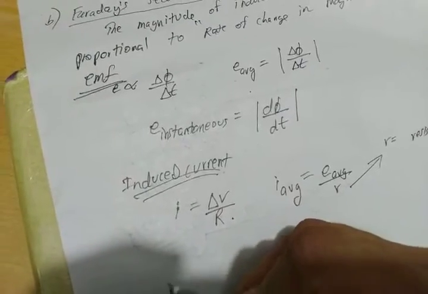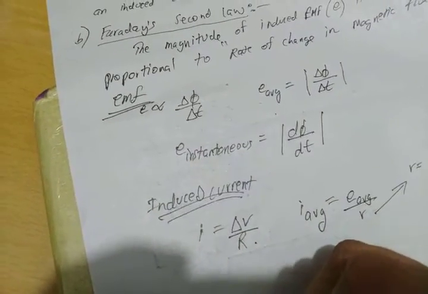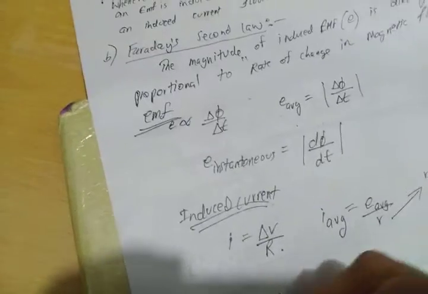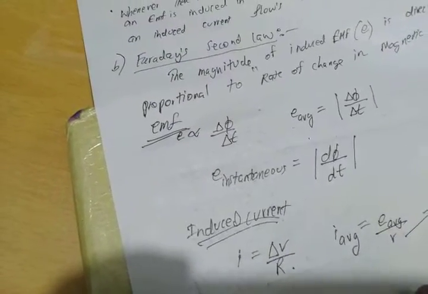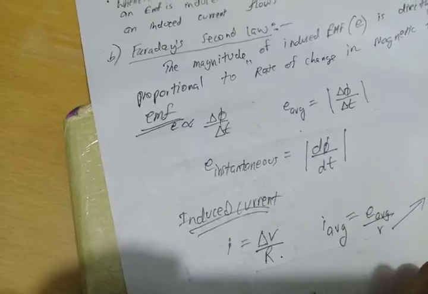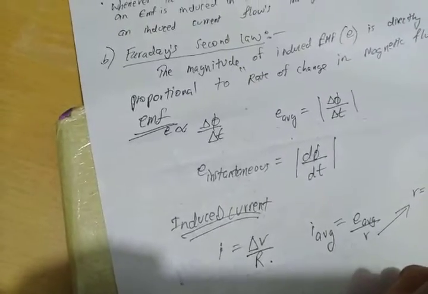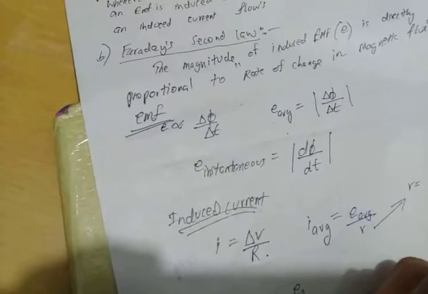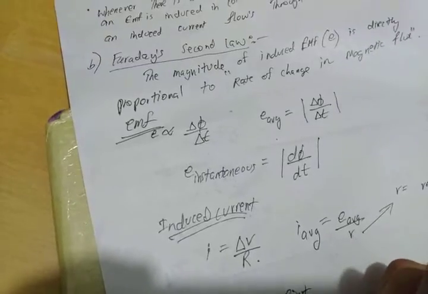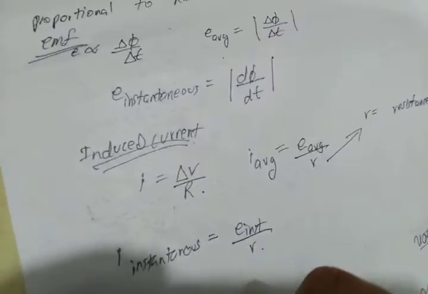And instantaneous induced current is equal to instantaneous EMF by R, that is instantaneous E by R.